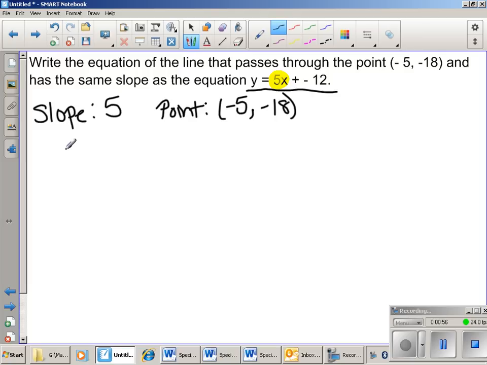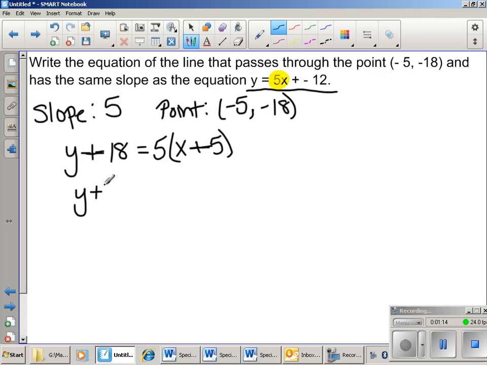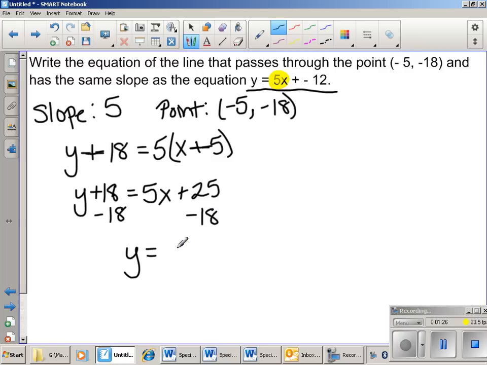So I'm going to have y minus -18 is equal to 5 times x minus -5. So I'm going to change these to addition. I'm going to have y plus 18 is equal to 5x plus 25. I would have to subtract 18. And I get my equation y equals 5x plus 7. So that one's not too bad. Not a ton of stuff that we have to do.